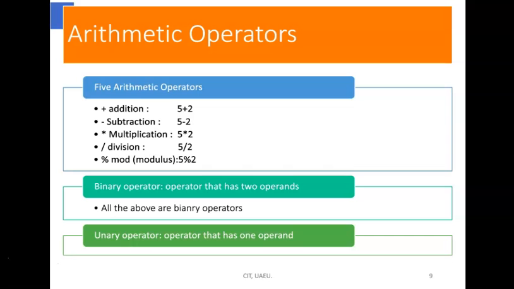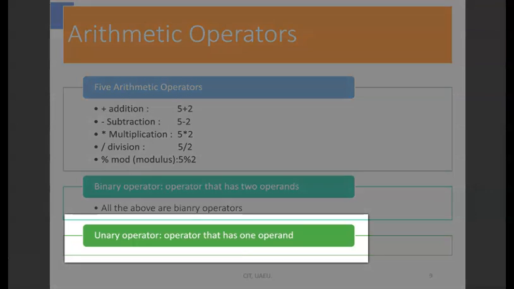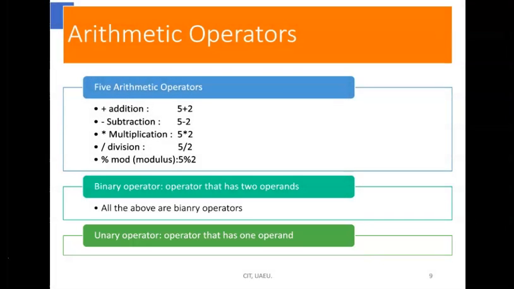We have another type of operators called unary operators. We will look at some examples later in the lecture.